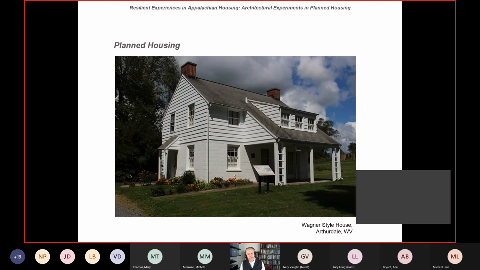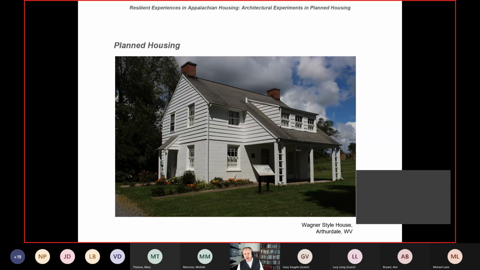So for purposes of this presentation, planned housing refers to a housing development, neighborhood, or town that's designed, constructed, or financed by a governmental body. That makes it different than the company town, which is the standard for planned towns in the coal fields, and which we're all familiar with.